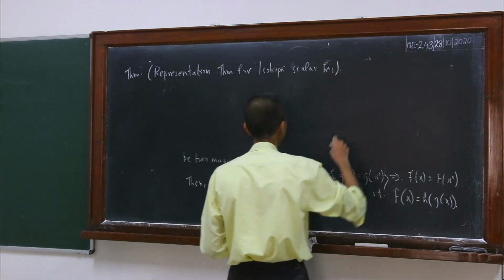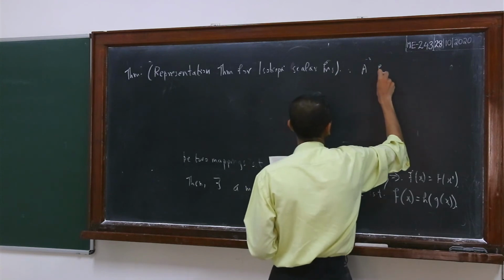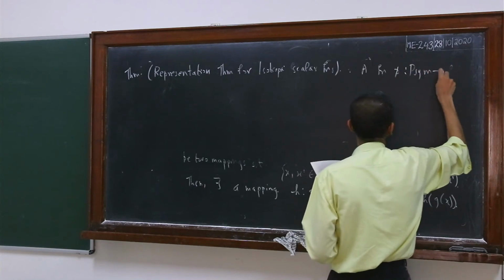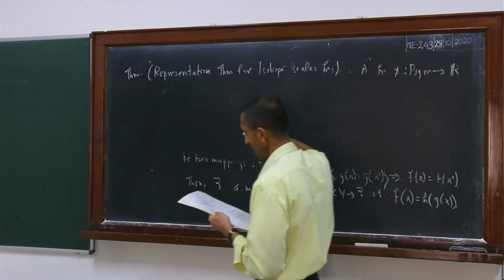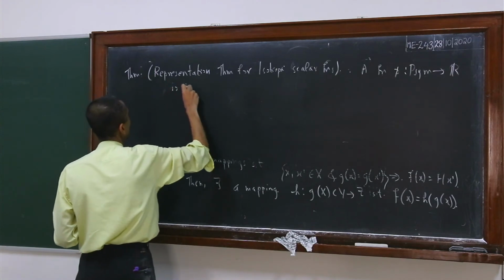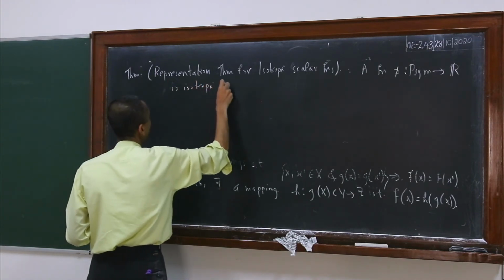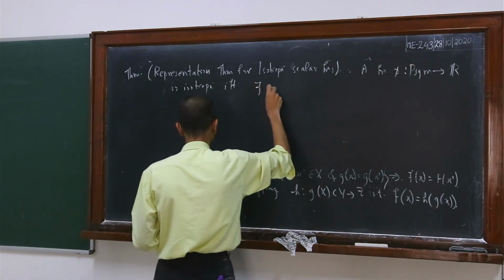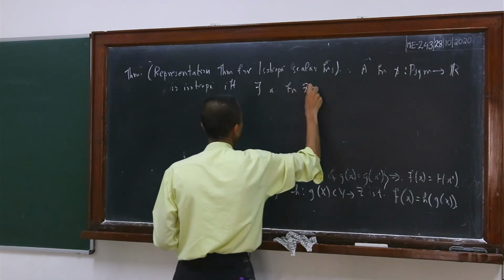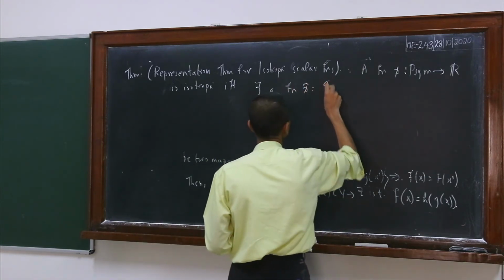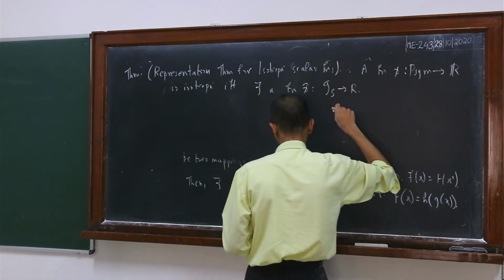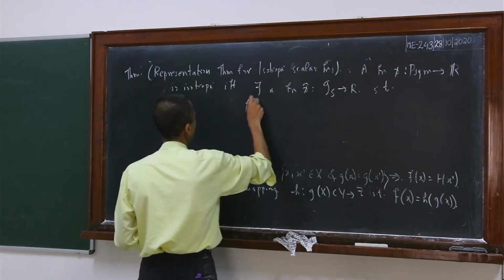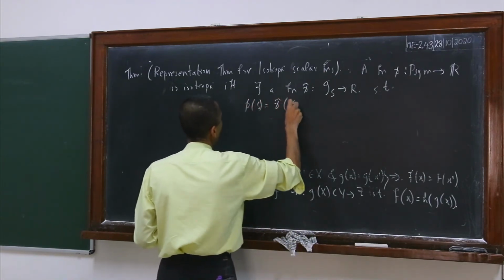Function phi from P sym to R is isotropic if and only if there exists a function phi tilde from invariants of S to R such that phi of S is equal to phi tilde of invariants of S.